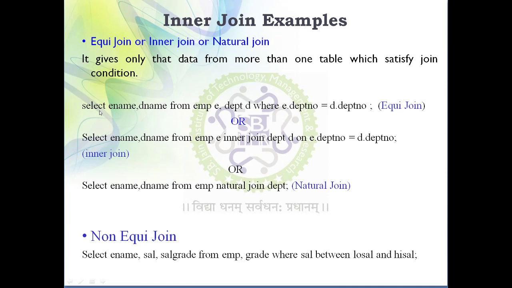So this is a simple example. Suppose somebody asks me the question: find the employee name as well as the department name, or the question will be like this: display employee name along with their department name. This is only a simple problem statement, but in this case I'm going to make use of two tables. One is the employee table and the second one is the department table.